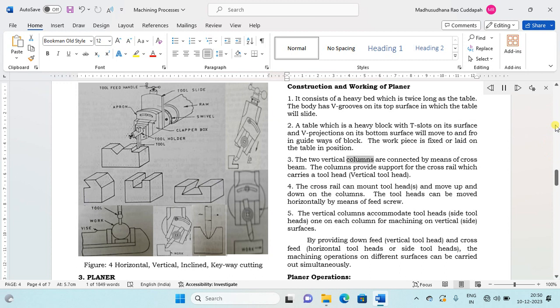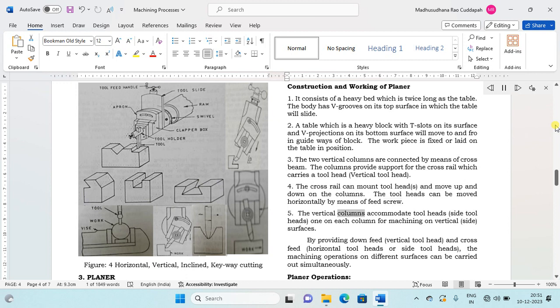3. The two vertical columns are connected by means of a cross beam. The columns provide support for the cross rail, which carries a tool head, the vertical tool head. 4. The cross rail can mount tool heads and move up and down on the columns. The tool heads can be moved horizontally by means of a feed screw.